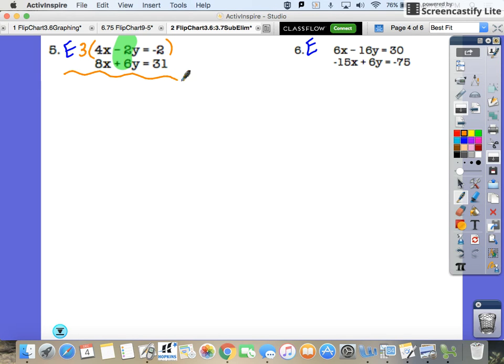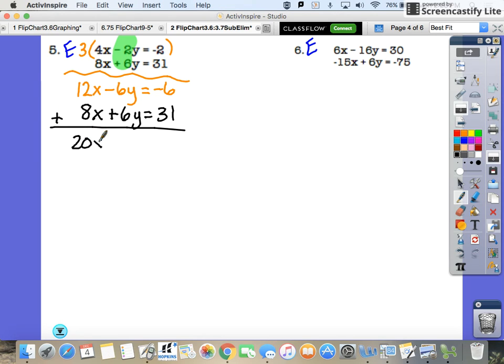Because then I end up with 3 times 4 is 12x. This is negative 6y. This is negative 6. The second equation will stay the same. 8x plus 6y equals 31. Now, you see the y values, coefficients are the same but opposite sign. Now we can add them. 12x plus 8x is 20x.